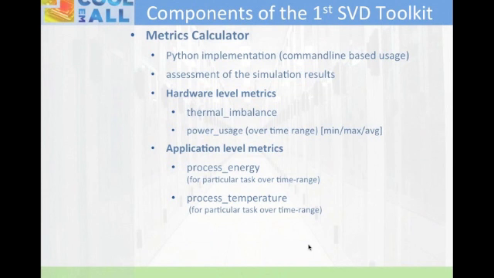Another component of this toolkit is the metric calculator, as mentioned before, which is in charge of calculating particular metrics that are necessary for the assessment of the entire configuration and experiments. So far, hardware-level metrics have been implemented, like thermal imbalance or power usage, as well as energy usage, and application-related metrics such as the overall energy that has been consumed by a process or the actual temperature for a particular process. The second prototype will also include more advanced metrics mentioned by Ariel. Next slide.